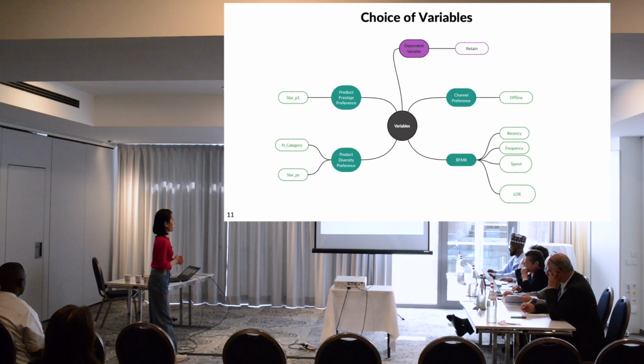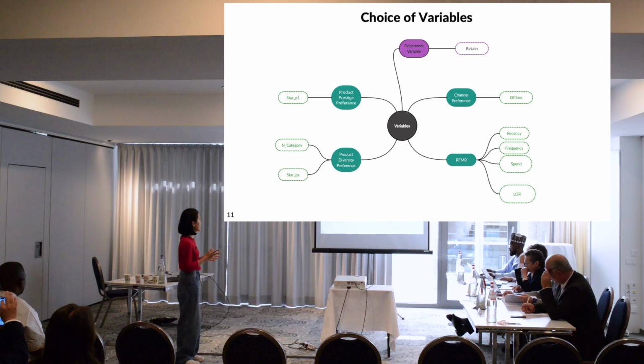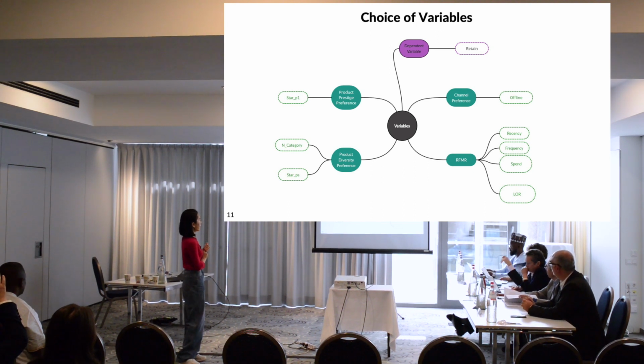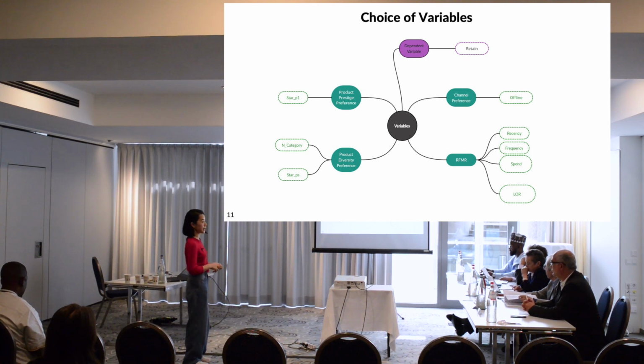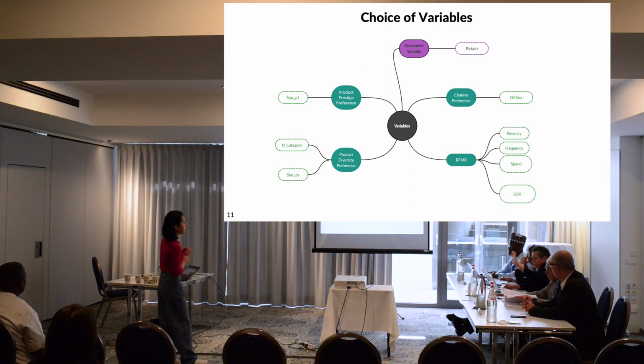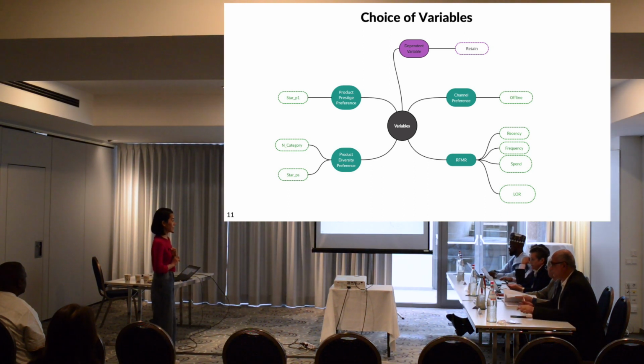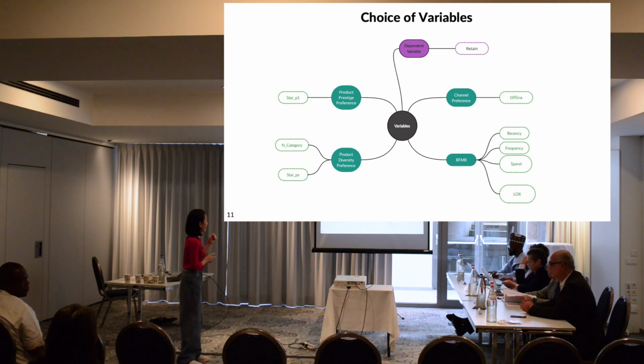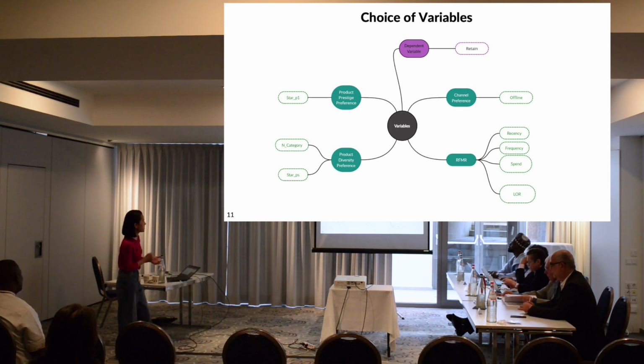I mentioned the variables. These are my choice of variables. There are 2 sets of variables. The first set is the dependent variable. It's pretty straightforward: retain. Retain can be defined as whether a customer made a repurchase within 3 months since their last purchase. And the independent variables can be divided into 4 different dimensions: product prestige preference, channel preference, product diversity preference, and recency, frequency, monetary value, and also relationship length dimension.